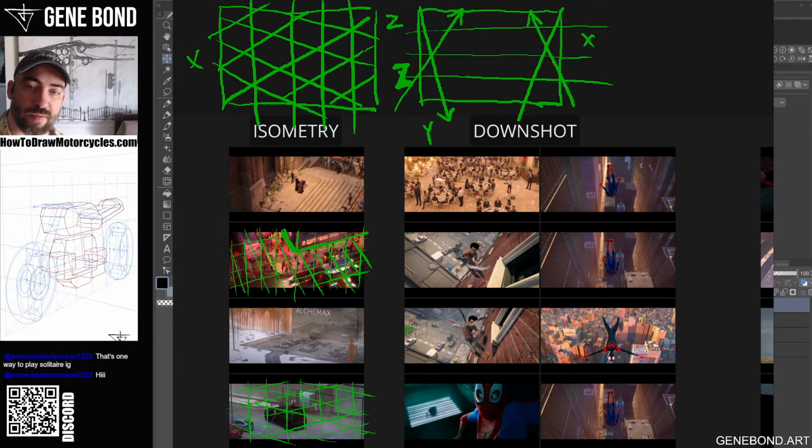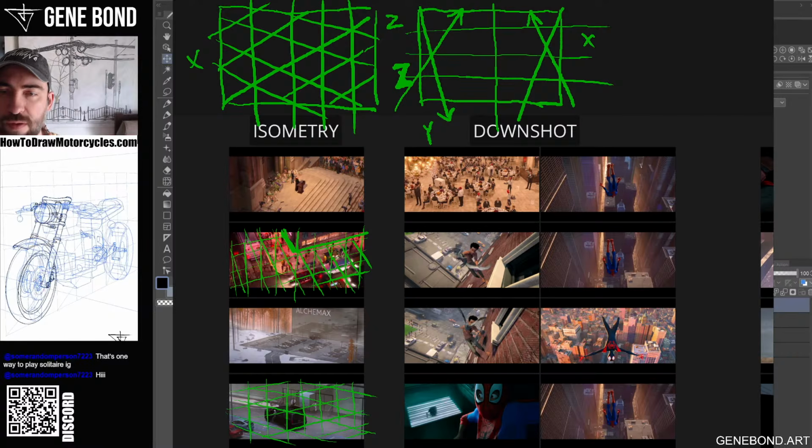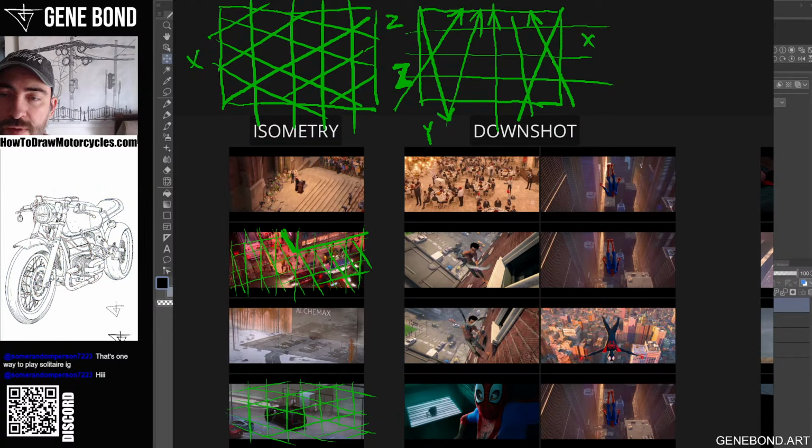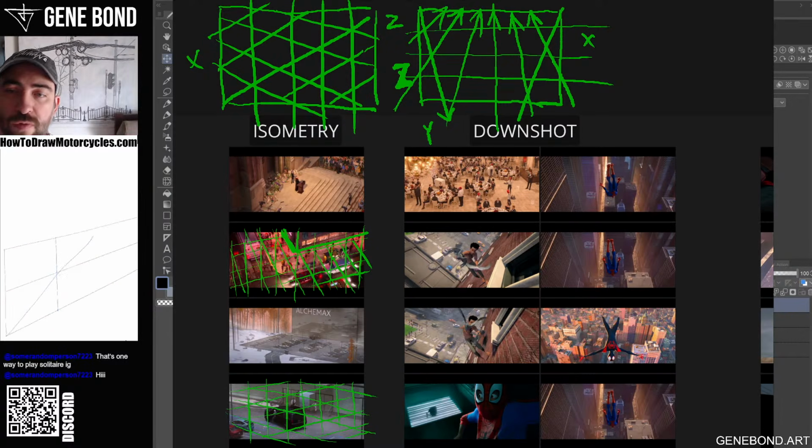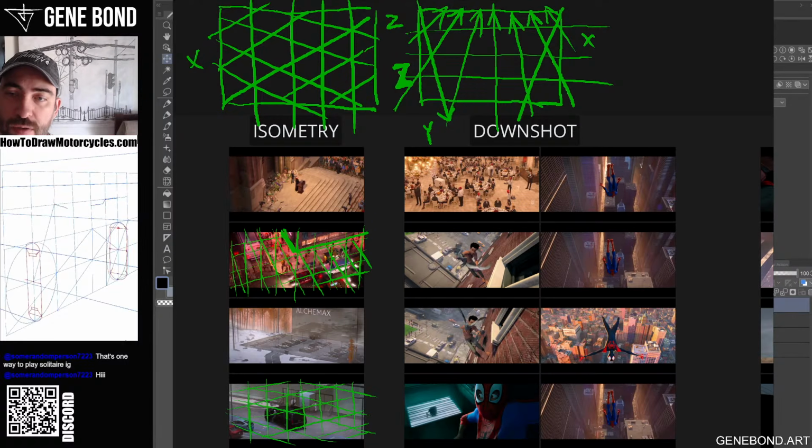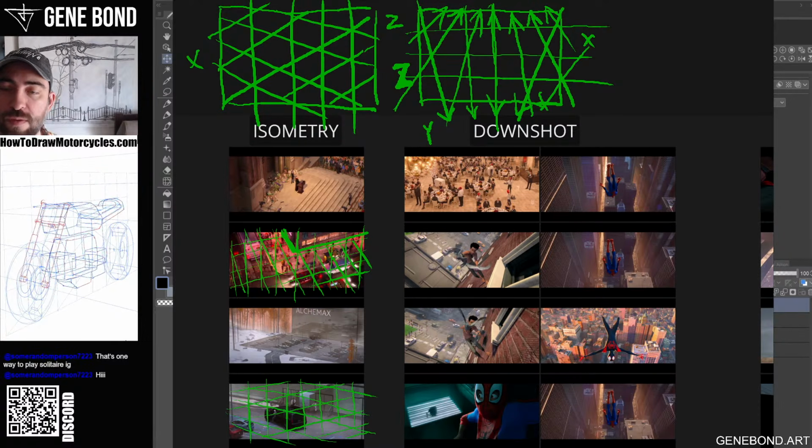So 2 axes convergent and 1 axis just parallel lines. So let's say this Z goes like this, like this, like this. It's all Z convergent towards a vanishing point outside of the grid. Y goes like this, like this, and like this, you see.